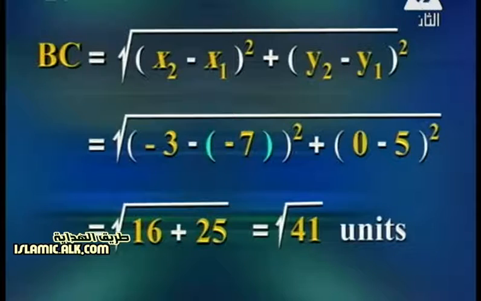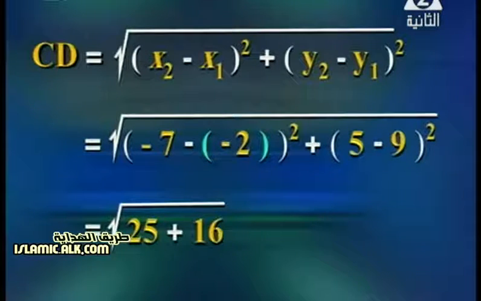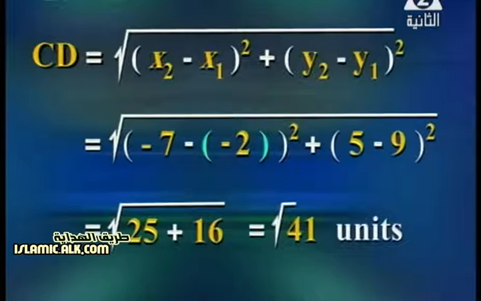Then what about the length of CD? It is a square root of (x2 minus x1) all to the power of 2 plus (y2 minus y1) all to the power of 2. By substituting, it is (negative 7 minus negative 2) all to the power of 2 plus (5 minus 9) all to the power of 2, which is equal to square root 25 plus 16 equals square root 41 units. And this is the length of CD.